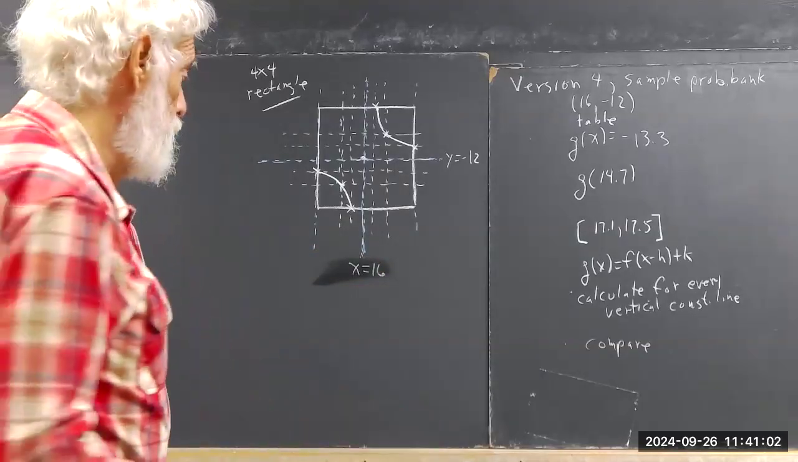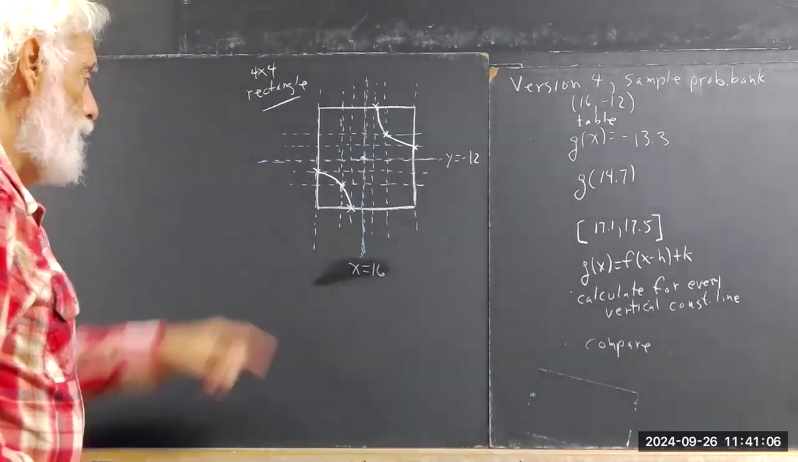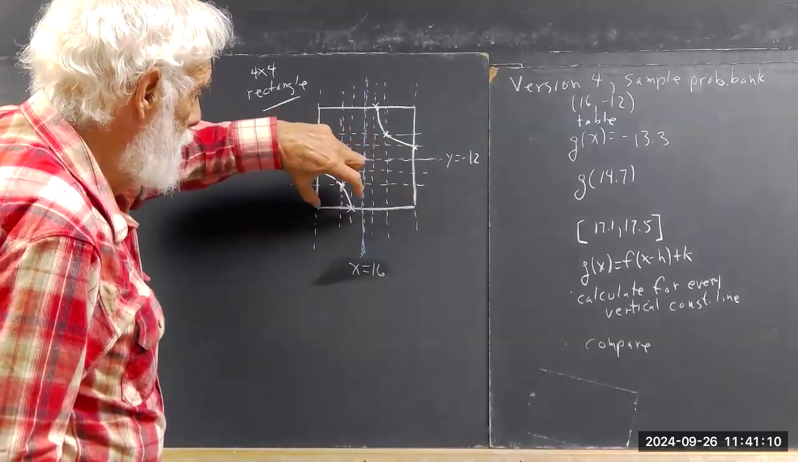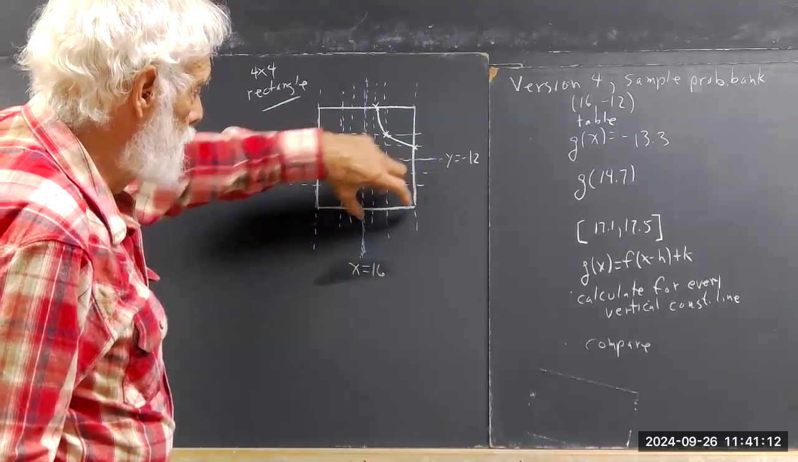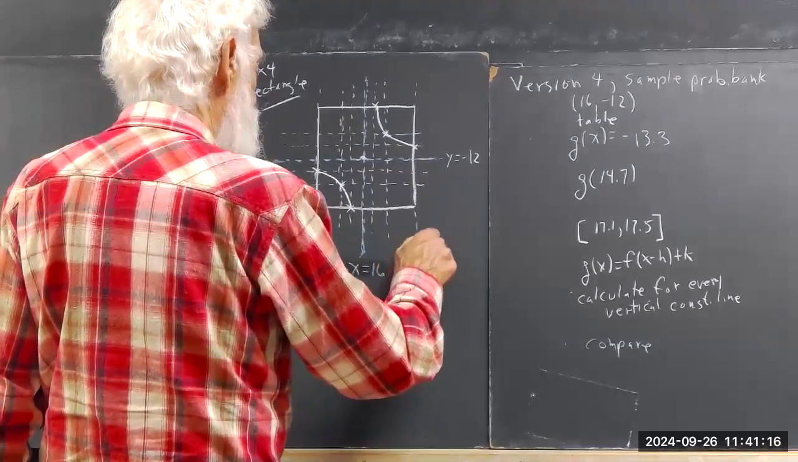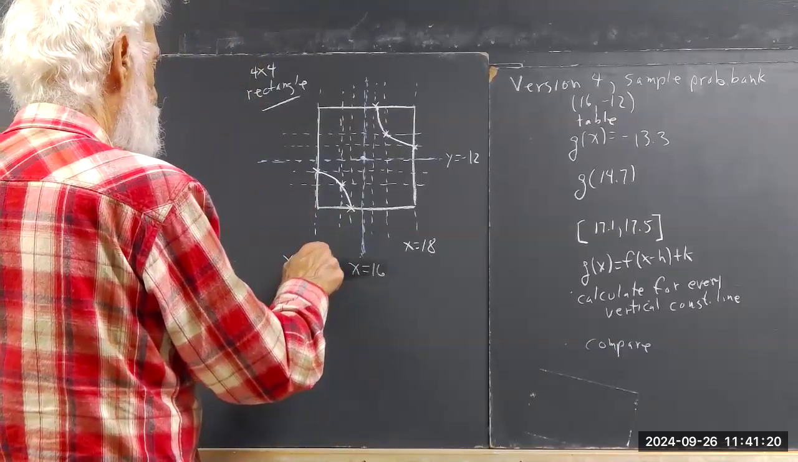Well, now, next thing we want to do is we want to label all the construction lines and the boundary lines. Well, if x equals 16 and this is 4 by 4, then this is 2 units and this is 2 units. Now, 2 units to the right of x equals 16 is x equals 18. And 2 units to the left is x equals 14.